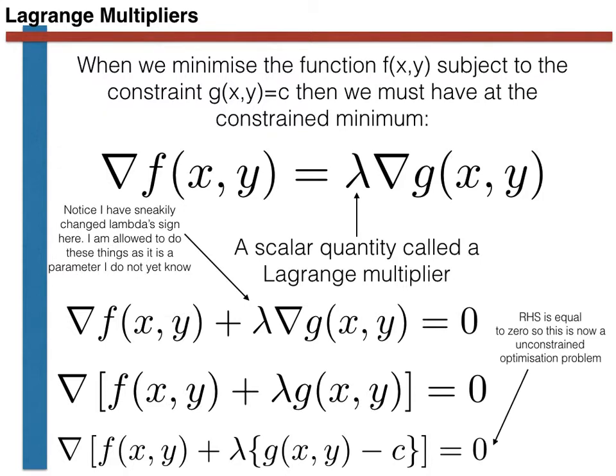Now the nice thing about all this is that we have turned a constrained optimization problem into an unconstrained optimization problem. In other words, to find our constrained optimum for our function f of x and y, we just need to solve an unconstrained optimization problem for the extended function f of x and y plus lambda times g of x and y minus c.